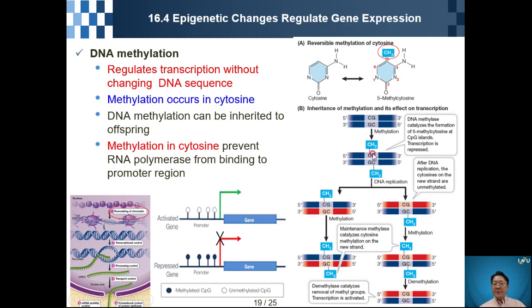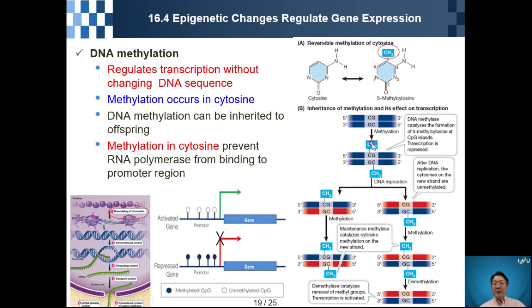Okay, so for example, usually the methylation happens in the cytosine. When there is a CG, this C is easily methylated. We call this CG a CpG. Usually the cytosine in the CG is methylated when they are located like this.